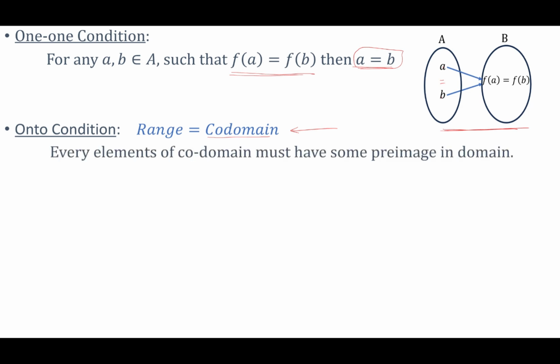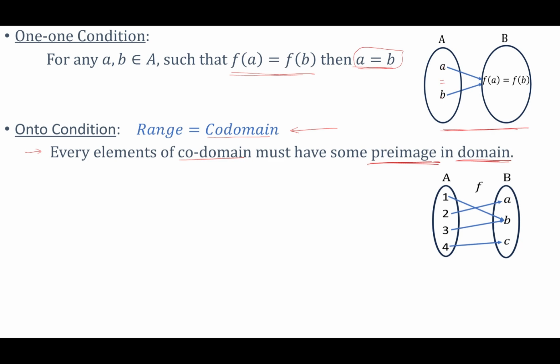Another way, you have to check that every element of set B, the codomain, must have some pre-image in the domain. This is what we have to prove. If you draw the figure, you get a better idea. Like this one, check, is this an onto function? Yes, every element of set B, or codomain, has some pre-image in set A, the domain. So it is an onto function.